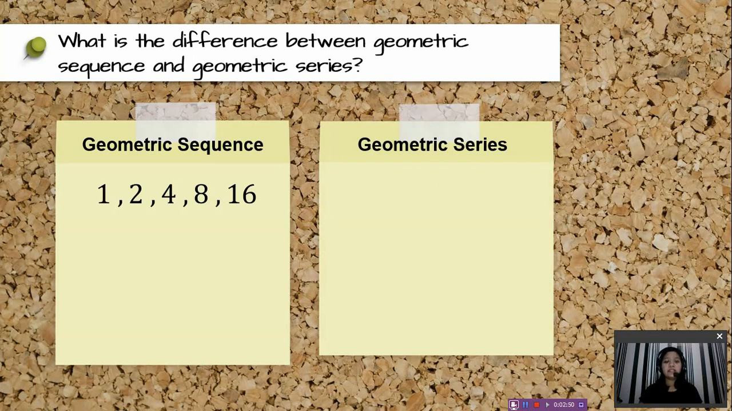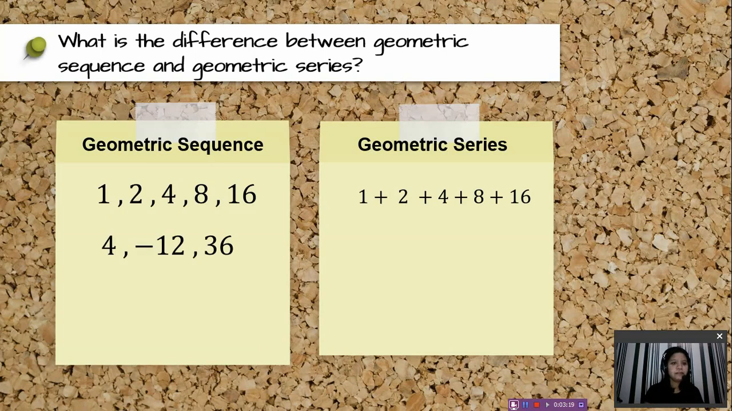We have a geometric sequence 1, 2, 4, 8, and 16. So its equivalent in geometric series is 1 plus 2 plus 4 plus 8 plus 16. What is the difference? That's right. In geometric series, you will get the sum of the geometric sequence.